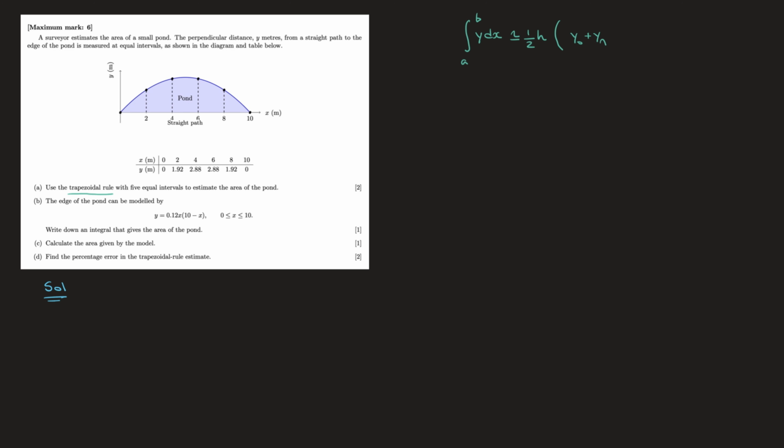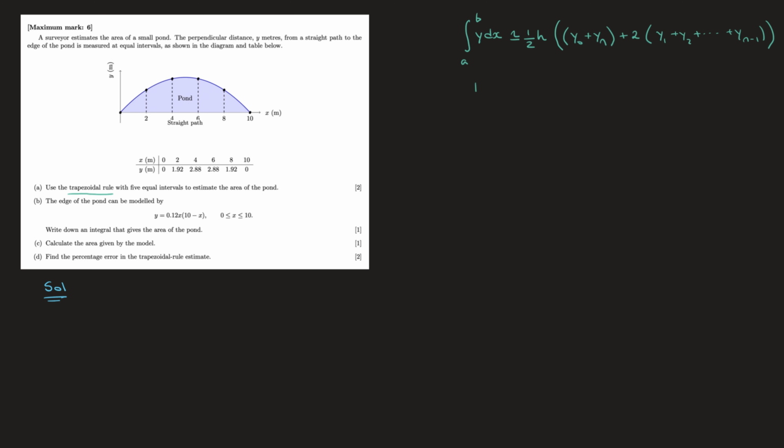And if you're an IB AI student, in your formula booklet you'll see that those two are written in parentheses like this, plus 2 times, in parentheses, the sum of all of the middle y values, or the sum of all the middle heights. And so in the formula booklet that would be y sub 1 plus y sub 2 plus dot dot dot plus y sub n minus 1. And as such, that's the only part of the trapezoidal rule we'll need to use.